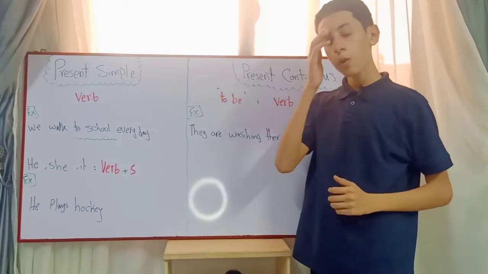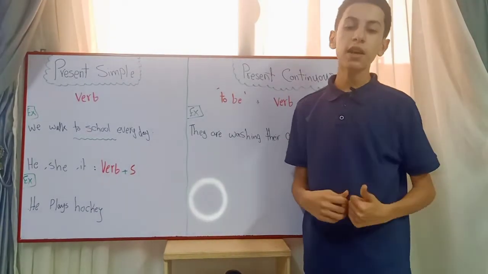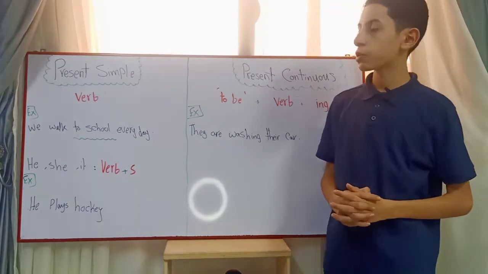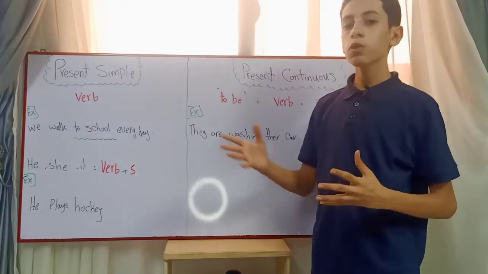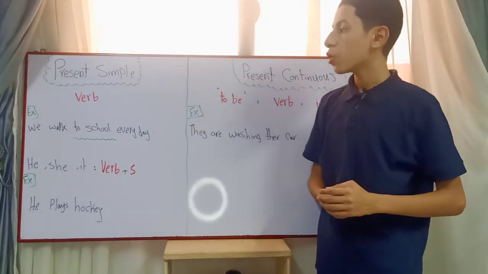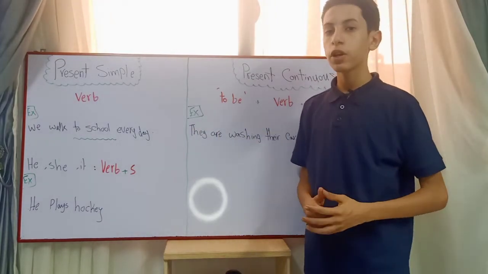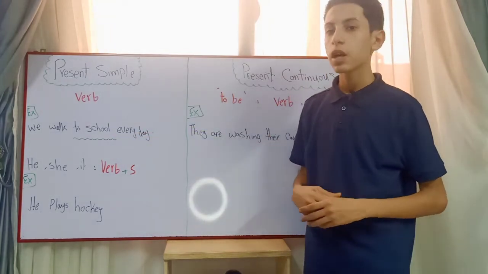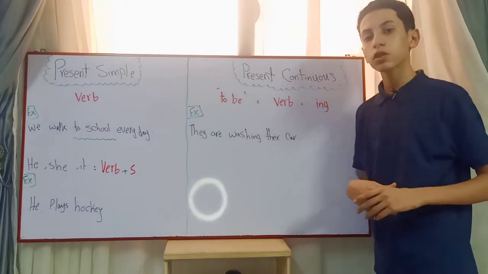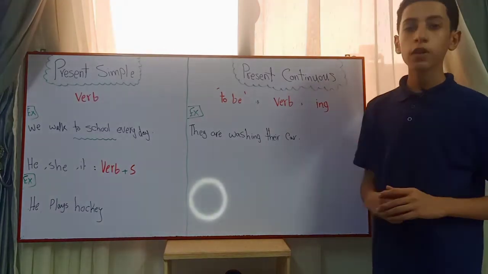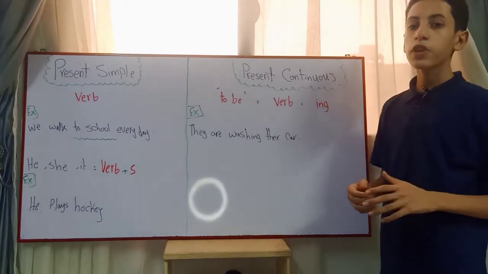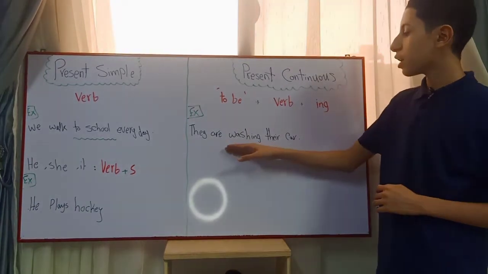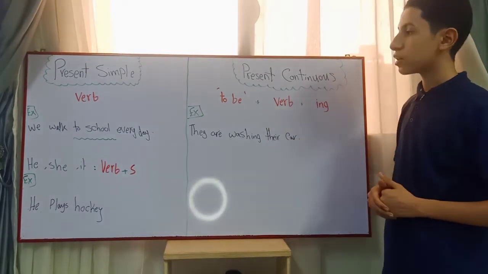Okay, so now we have finished the present simple tense and the present continuous tense. So now let's make a comparison between them. So when we form the present simple tense, we use the infinitive form of the verb. For example, he walks to school every day. But when forming the present continuous tense, we use the auxiliary verb to be plus the infinitive form of the verb plus ing. For example, they are washing their car.